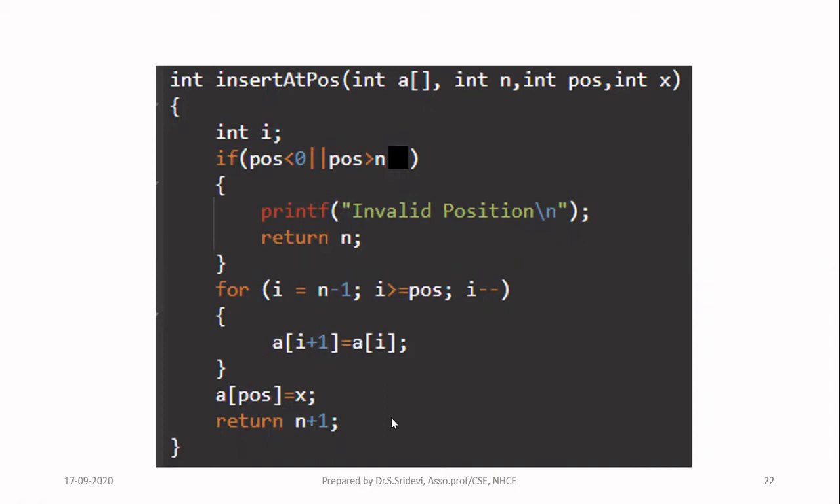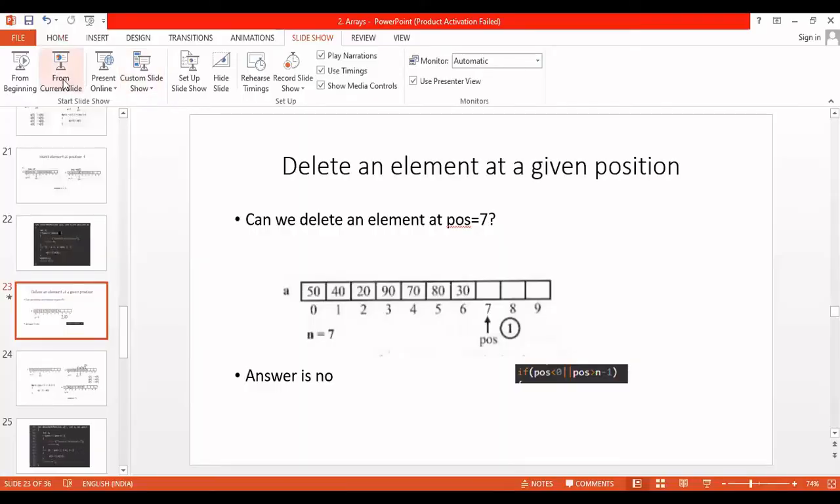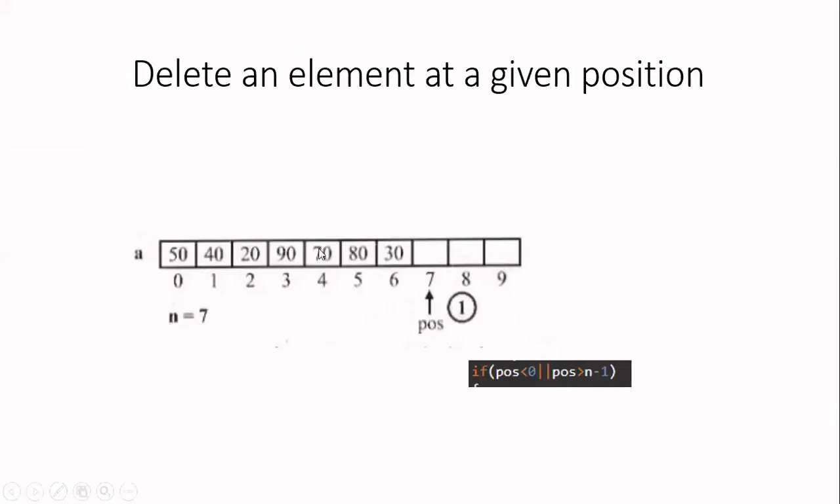Now we will see how to perform deletion of an element at a given position in an array. Consider this array. The total size of the array is 10, but I have stored only 7 elements, starting from index 0 up to 6. I want to delete an element.